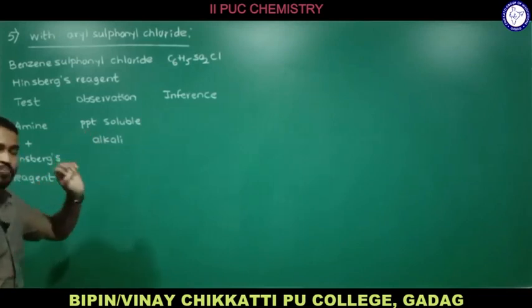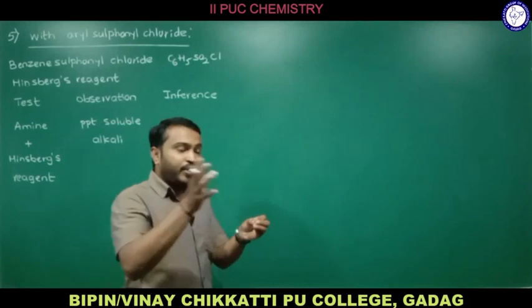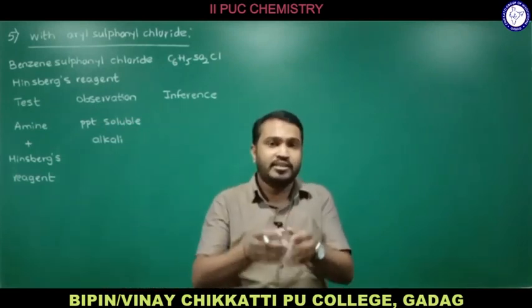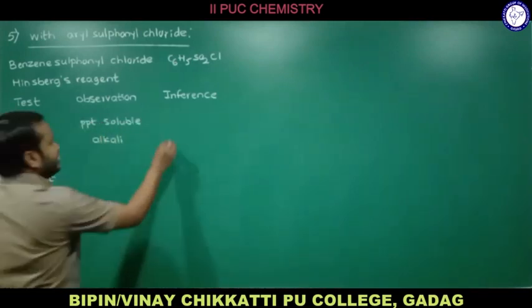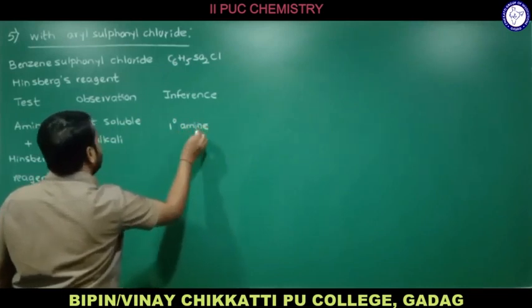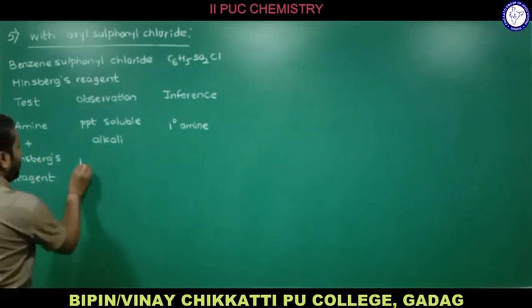Example, you can consider potassium hydroxide. So the precipitate you get, if you add potassium hydroxide, an alkali, to that, and that precipitate is soluble, what I am going to say here is the given amine is nothing but a primary amine. So primary amines react with the Hinsberg reagent and you get a precipitate, and that precipitate is soluble in alkali. This is the condition for primary amine.